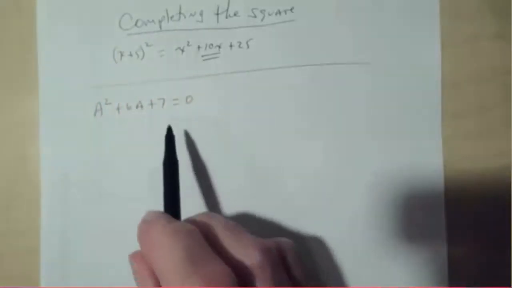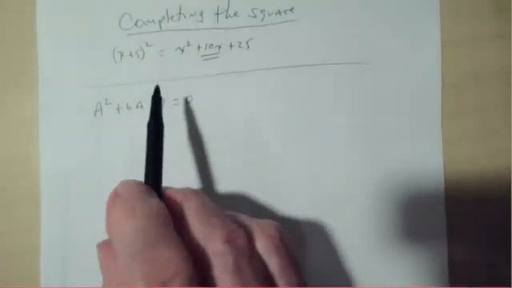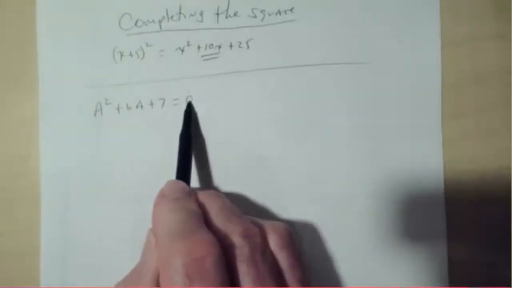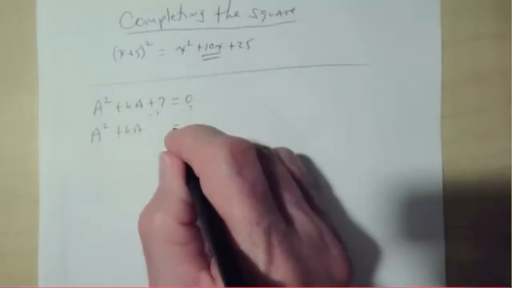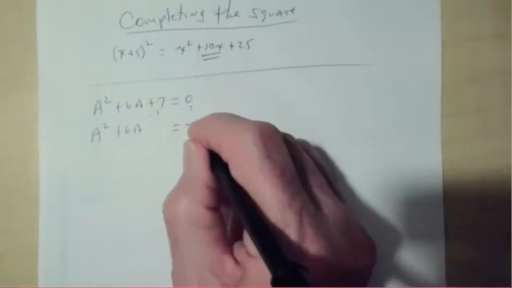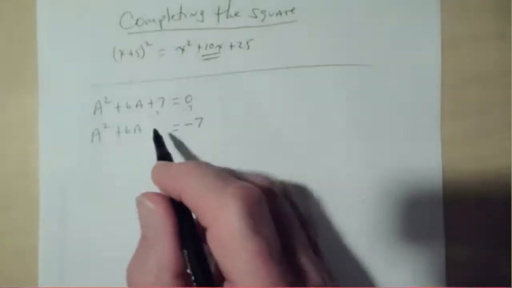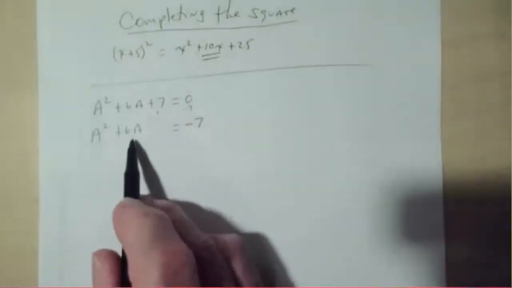Okay, if we have a squared plus 6a plus 7 equals 0. When you're completing the square, move the constant to the other side. So you get a squared plus 6a. Now we subtract 7 from each side. We're going to leave a little space here to complete the square. Equals negative 7.